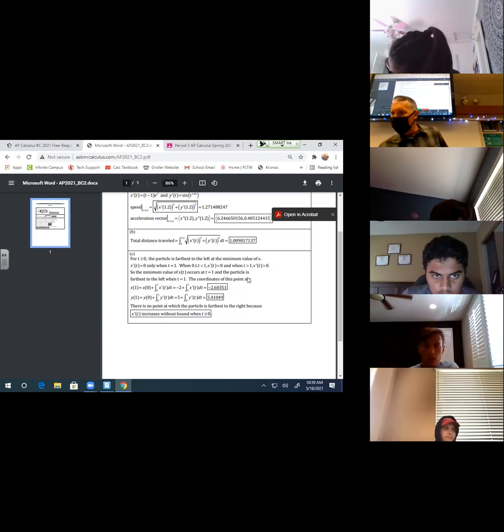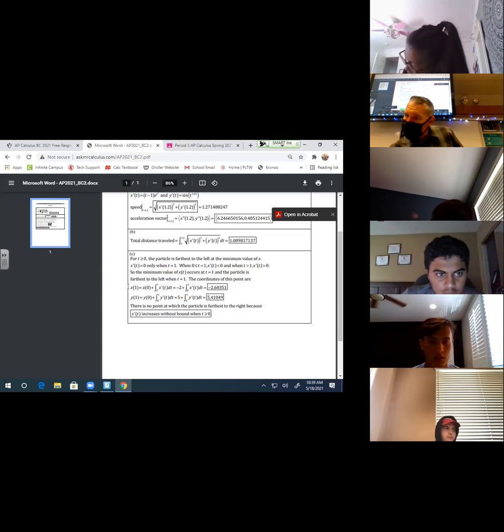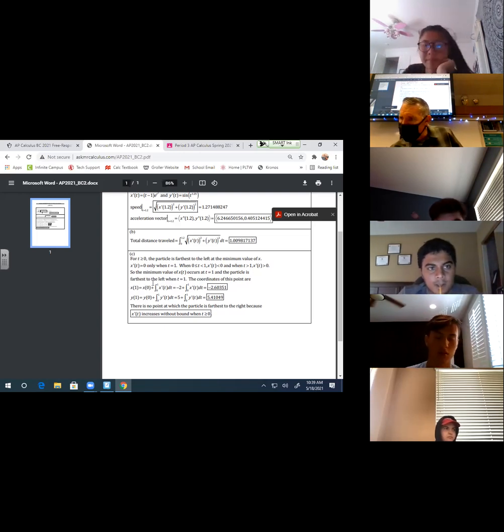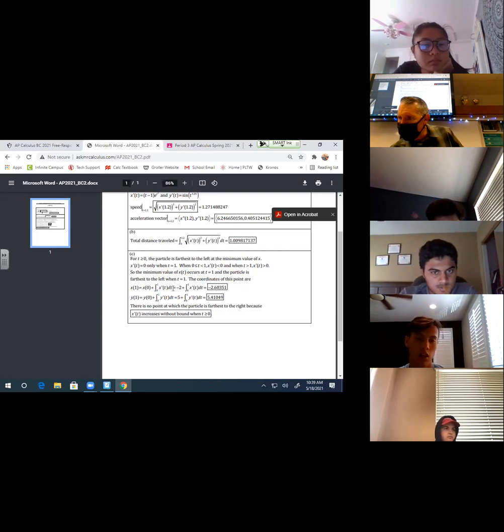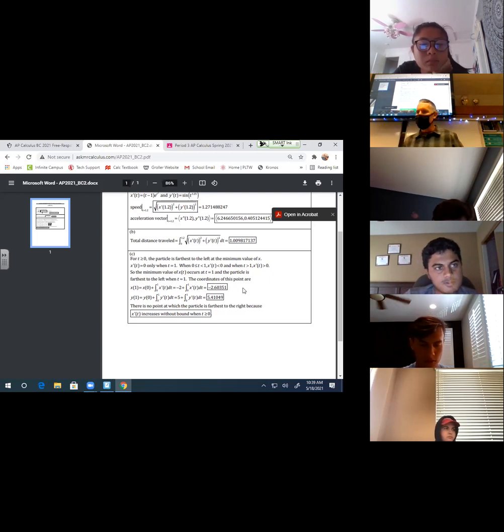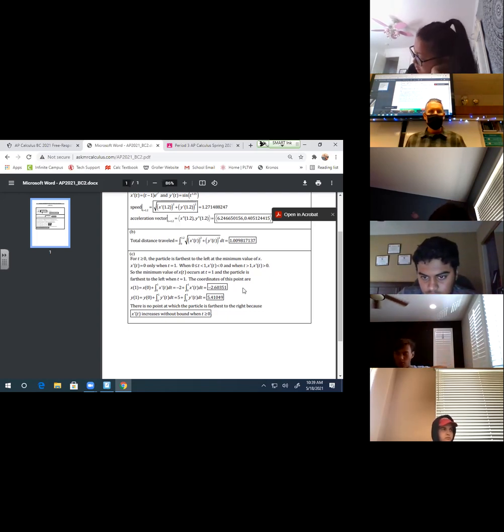The coordinates of those points are, look at this, x of 1 equals x of 0 plus the integral from 0 to 1 of x prime of t dt, which ends up being negative 2.603 or 4. y of 1 is equal to y of 0 plus the integral from 0 to 1 of y prime of t dt, which ends up being 5.410. Okay?